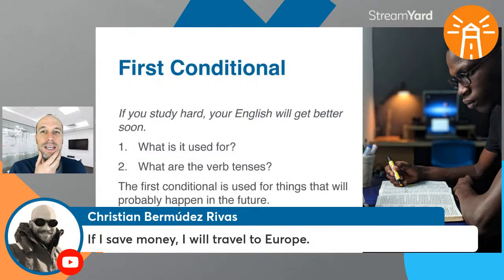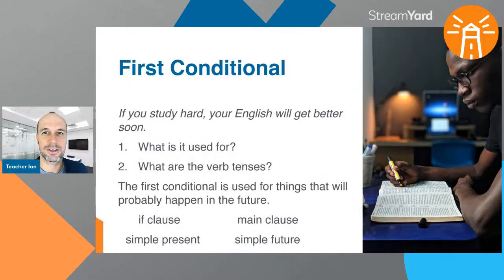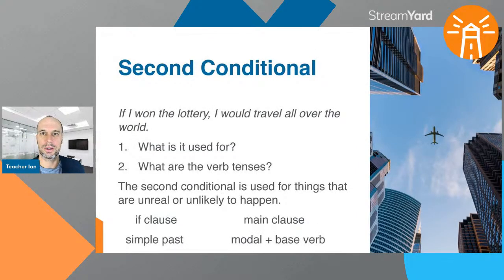"If I save money, I will travel to Europe." Perfect, right? That's possible. It's something that can easily happen if you do what you're supposed to do. So that's a great example, Christian. Great job, Christina. Great job, Christian. Let's move on to our, oh no, I forgot to make it appear line by line, but that's okay.